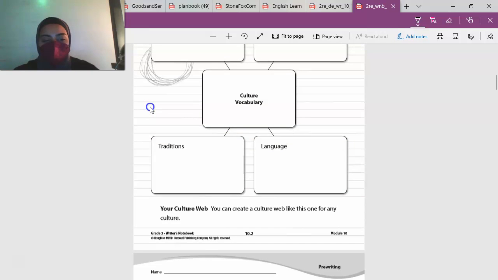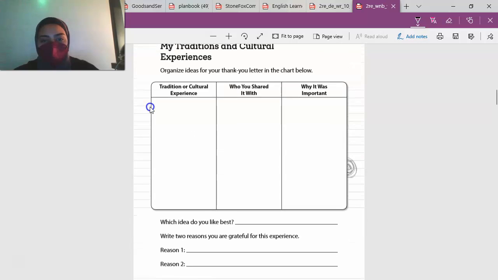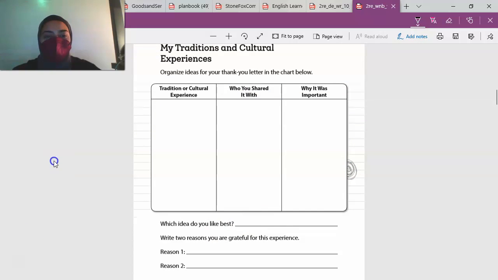So you're going to complete writing 10.2 and writing 10.3. This could be maybe something that you've done, a tradition you've done with your own culture, and who you spent that time with and why it was important. It doesn't have to be a different culture. Okay? If you have any questions, let me know.